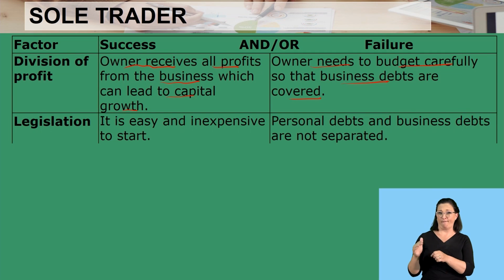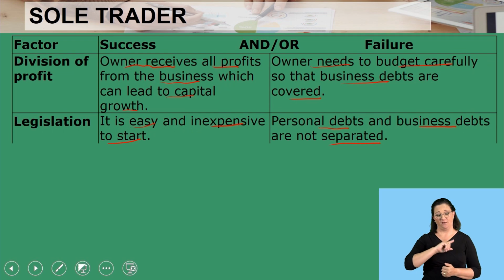However, what is the legislation when it comes to establishing a sole trader? It is easy and inexpensive, because it is easy to start this business and it needs a small amount of money. But personal debts and business debts are not separated, meaning there is unlimited liability when it comes to a sole trader. So that is the failure there when you're looking into legislation.